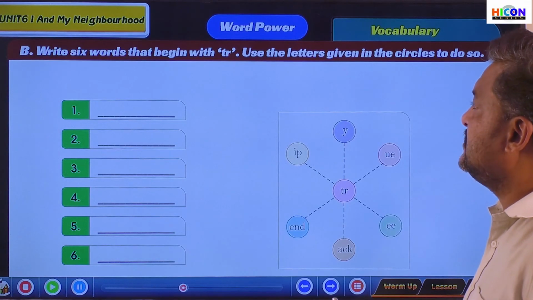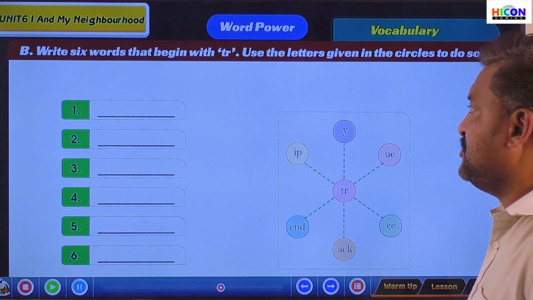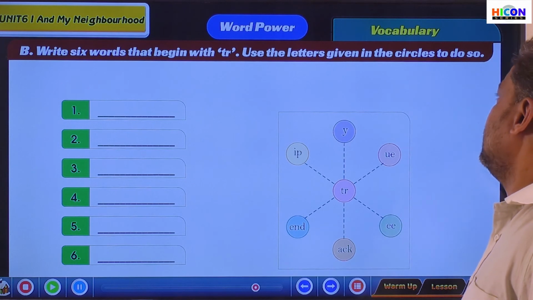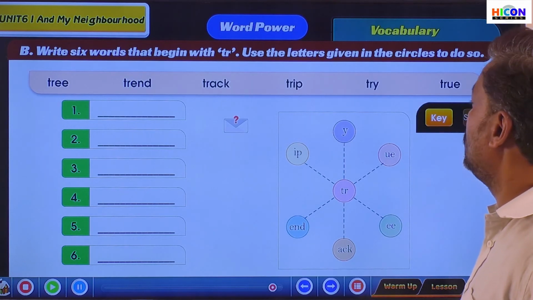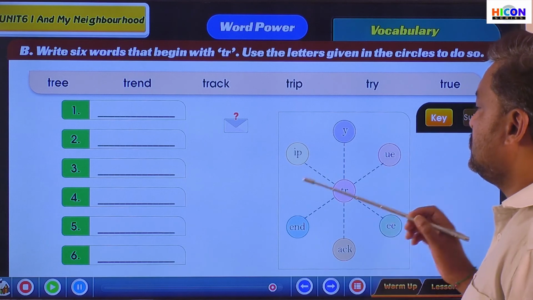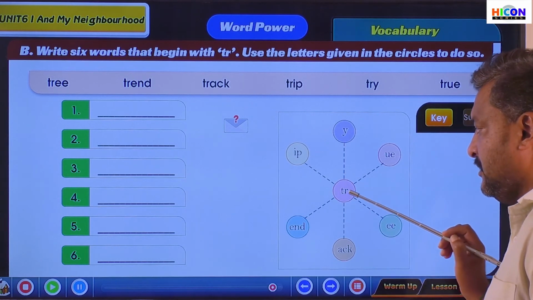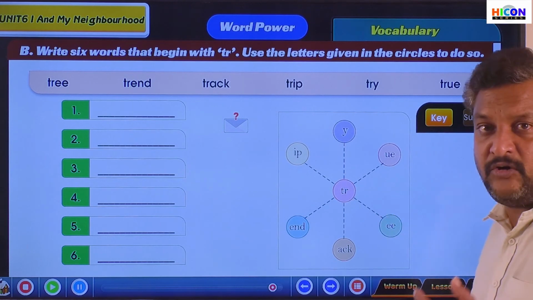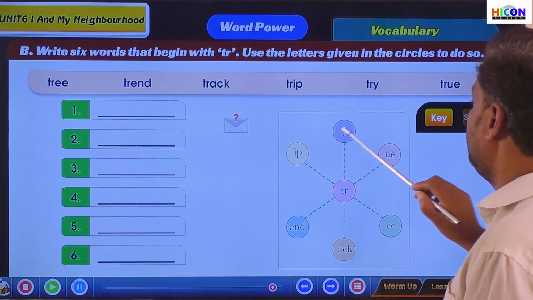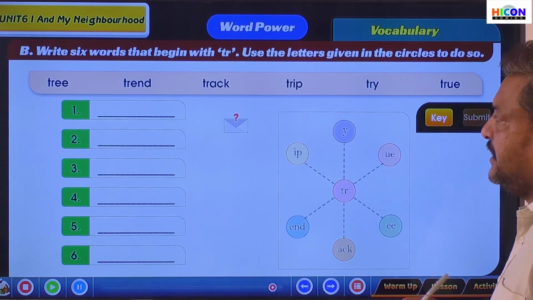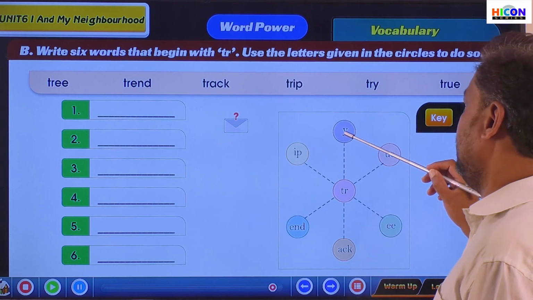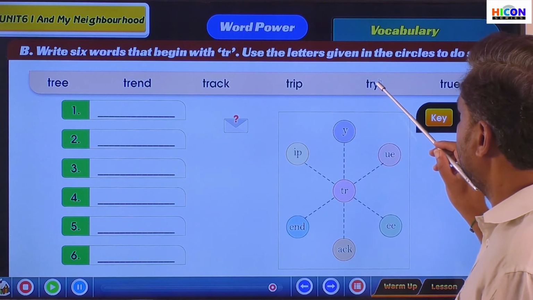Write 6 words that begin with TR. Use the letters given in the circles to do so. Okay. So, TR here in the center is the beginning of the word, and these could be the ending letters. So, we can say TRY, try is a word.